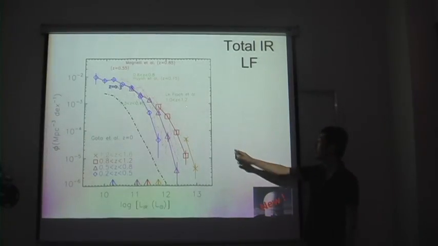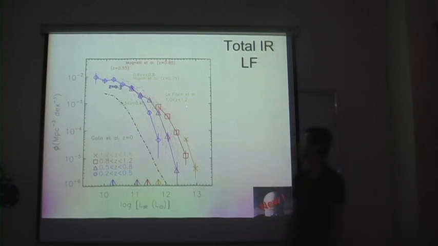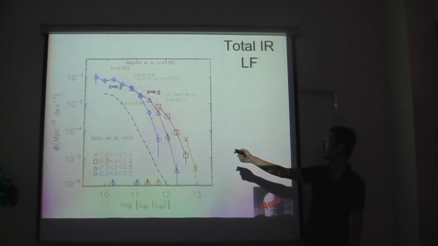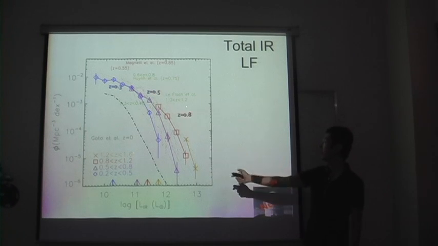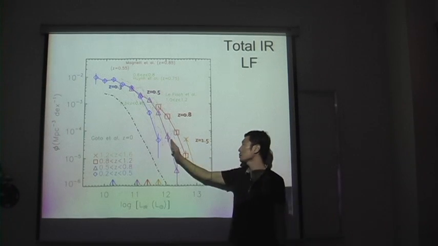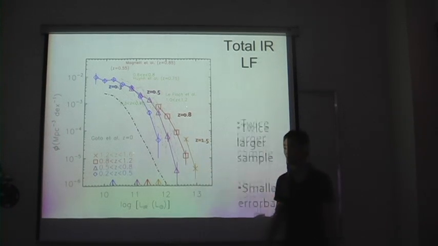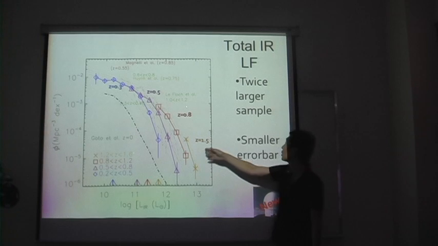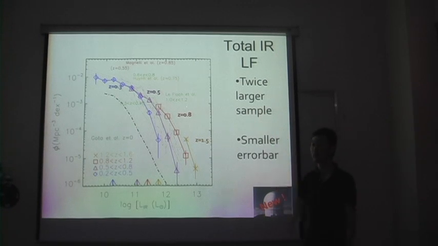Now let's jump to the result. As you see again, the redshifts are 0.3, 0.5, 0.8, and 1.5. Again, you see a steady and strong evolution. Again, the luminosity function is smoother because of the larger sample and smaller errors.